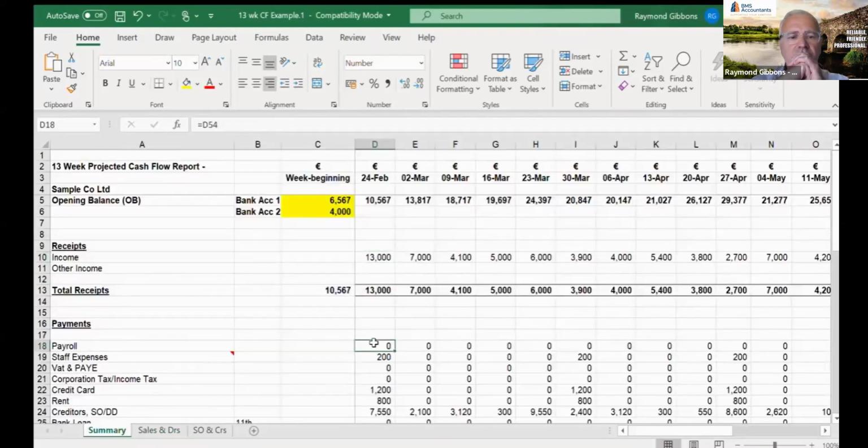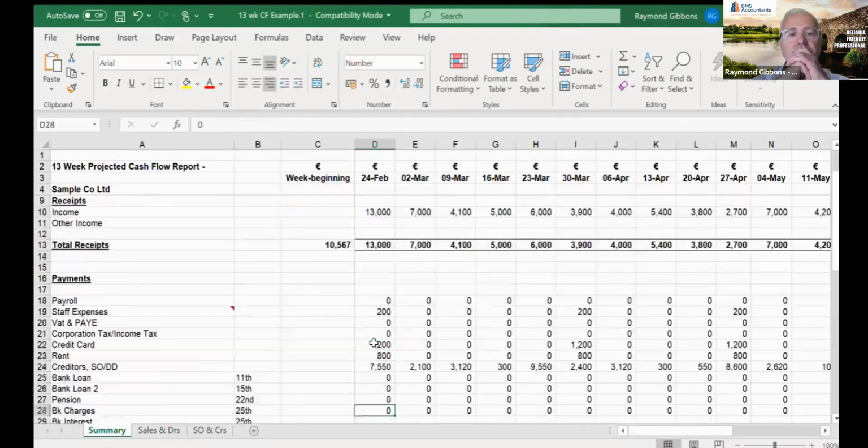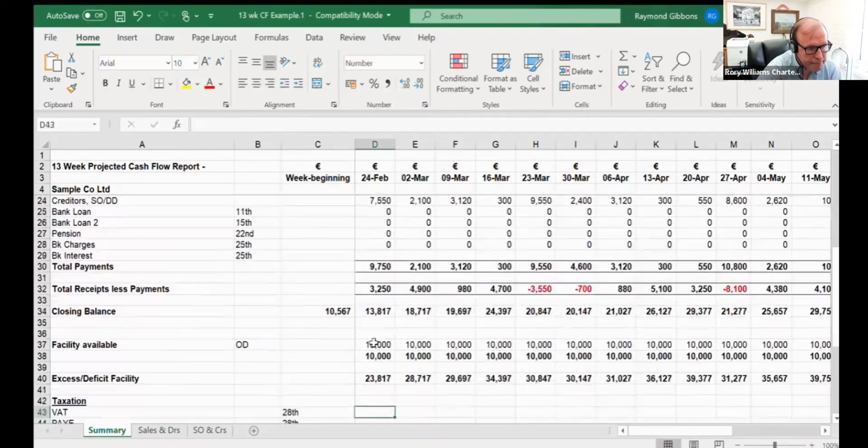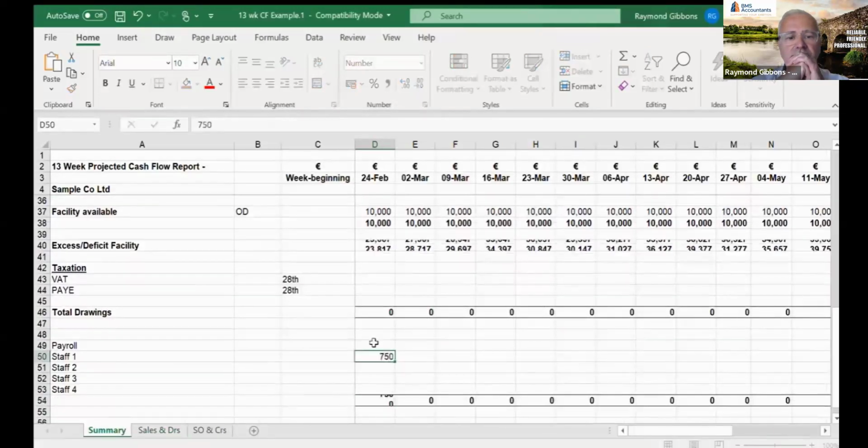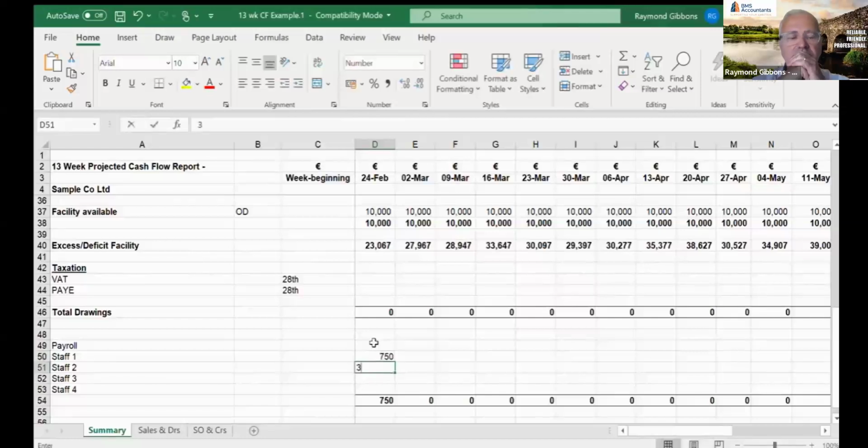We're going to enter the payroll details for sample company now, and the formula here directs us to line D54, which is just below here. So let's drop down. So what we'll see here is that sample company have 4 staff members. And the first staff member, well, he's paid €750. The second is paid €350. The third is paid €350. And the fourth is paid €220.